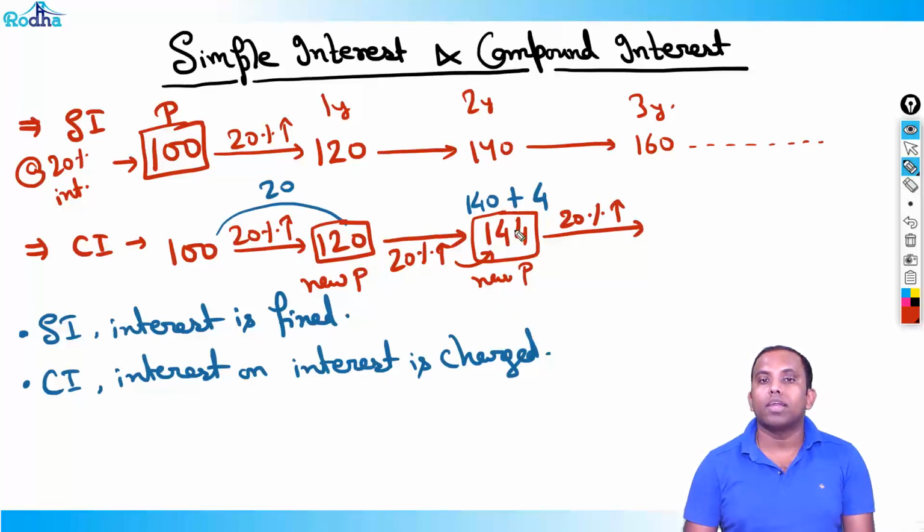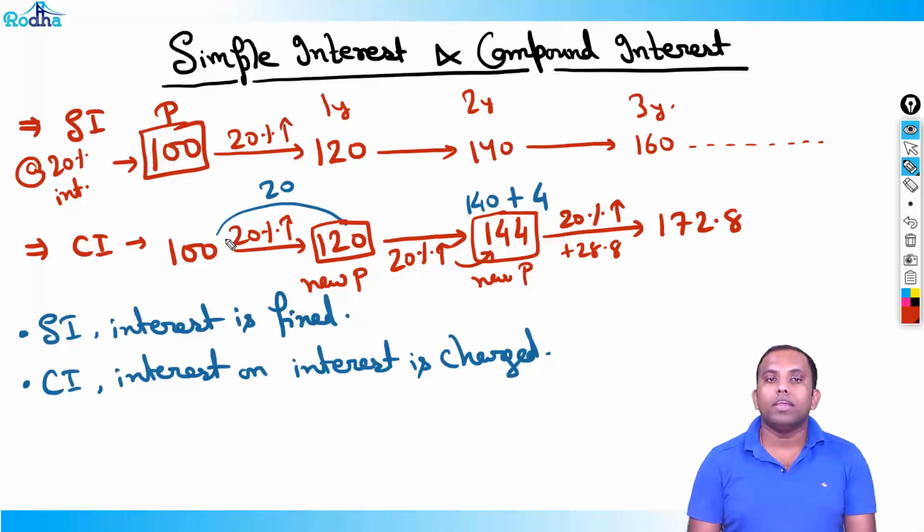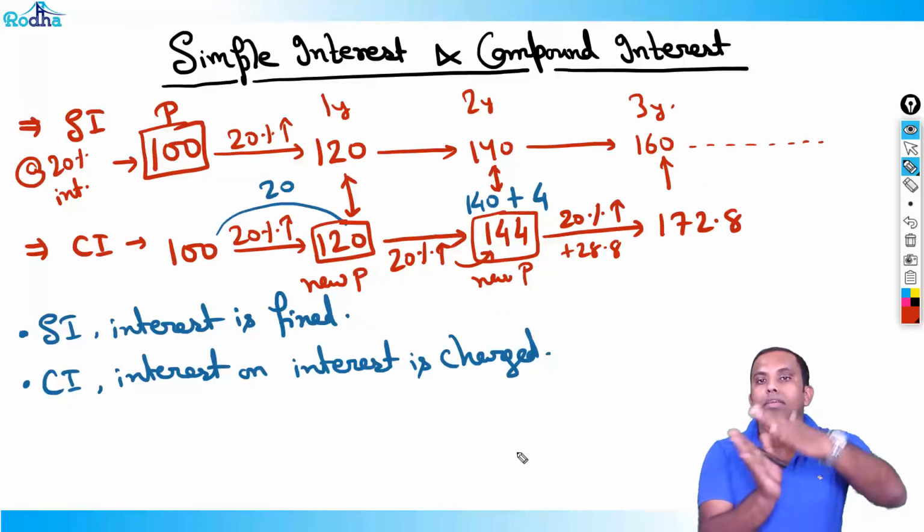Again a 20% increase. 10% of 144 is 14.4, so 20% is 28.8. So the number becomes 172.8. In CI, if I have to pay at the end of the first year, it is the same as SI, 120 and 120. But if I have to pay the loan at the end of the second year, then I'm at a loss. In SI I have to pay 140; in CI I have to pay 144. At the end of the third year, in SI I need to pay 160; in CI I need to pay 172.8.